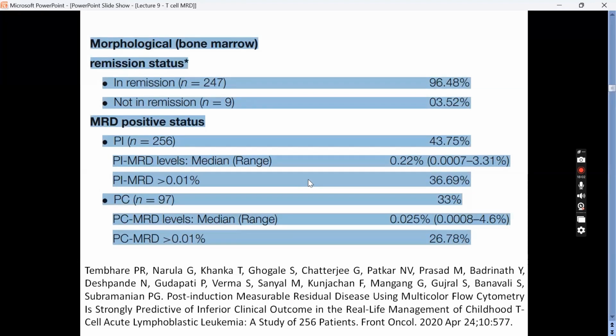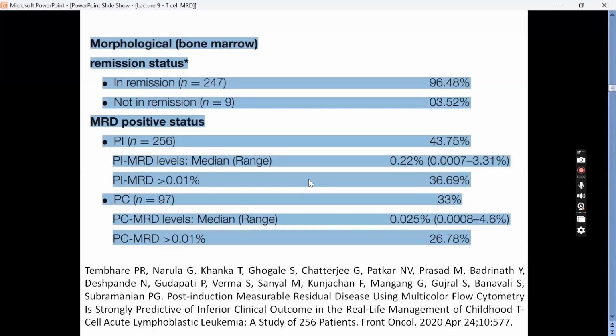So any doubts with this case? Clear, right? So when you get a gamma delta T cell malignancy from here on, it would be easy for you to give the diagnosis. So with that, we'll go for today's class.